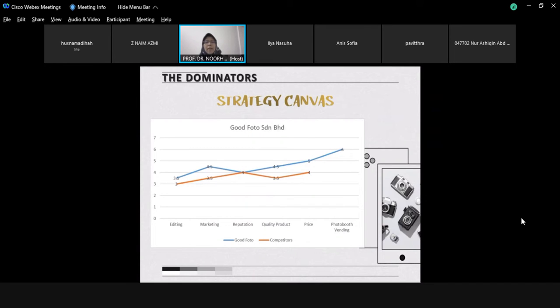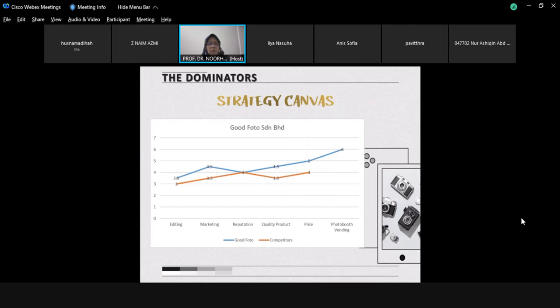Okay, let's come to this. Everybody can see the graph. You have Goodfoto in blue and competitors in that gold color. To be complete, you should have another line which represents the industry average. The competitor line is actually for your immediate competitor, just one competitor. And then you have another line that is the industry average for all other competitors.